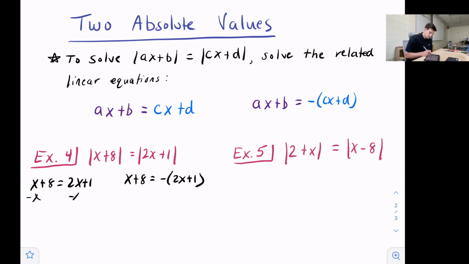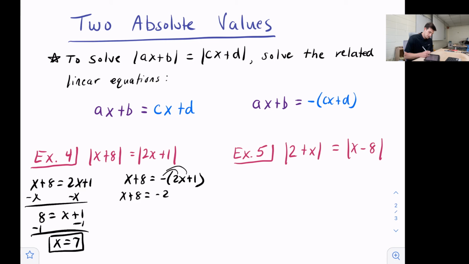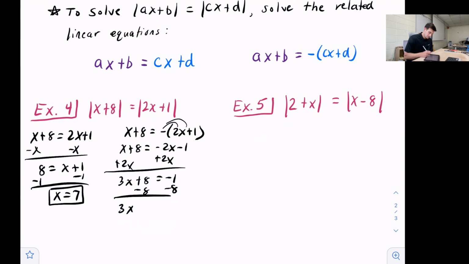Here we can subtract x from both sides. We get 8 equals x plus 1, and we get x equals 7. So x could be 7. And over here we want to distribute this negative sign. So x plus 8 equals negative 2x minus 1. If we add 2x, we get 3x plus 8 equals negative 1. And if we subtract 8, we get 3x equals negative 9, and we get x equals negative 3. So those are our two solutions.